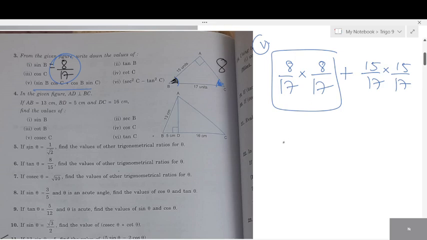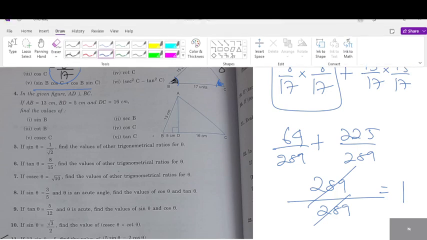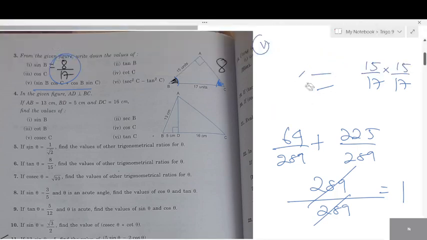When you multiply this, you get 64 divided by 289 plus 225 divided by 289. The denominators are the same, 289. 64 plus 225, if you add them, you'll get 289. 289 by 289, you get 1. So 6. Here you have sec square C minus tan square C. That you all can try later. Just square it. Okay, let me complete that as well. Find this last one, students. Try the last one.